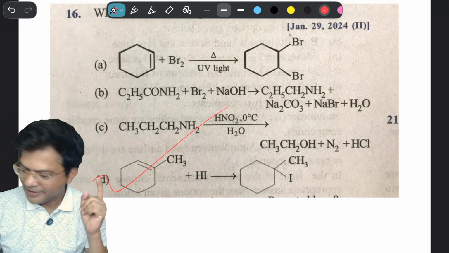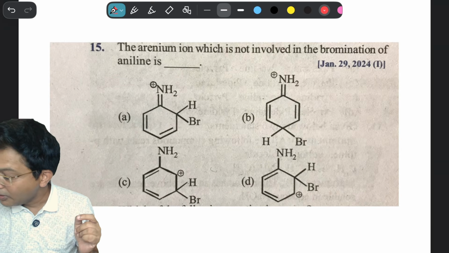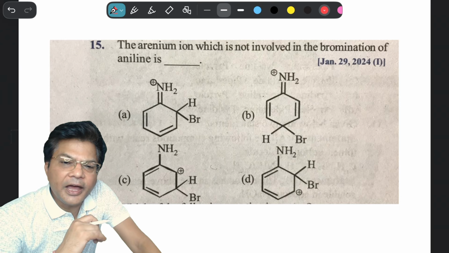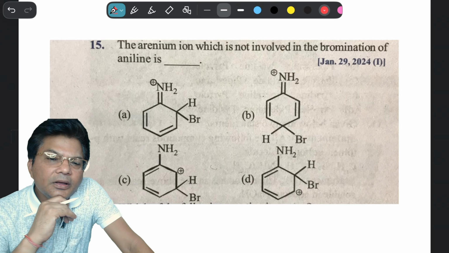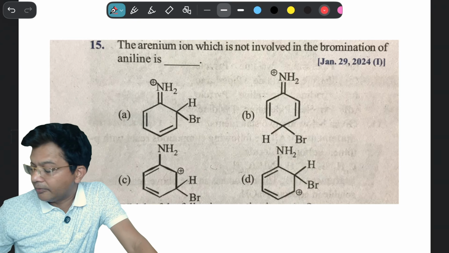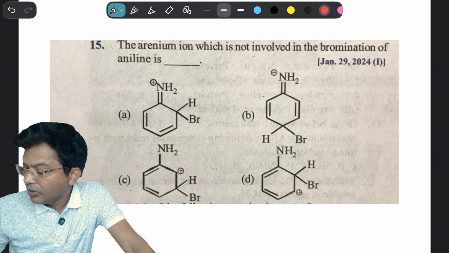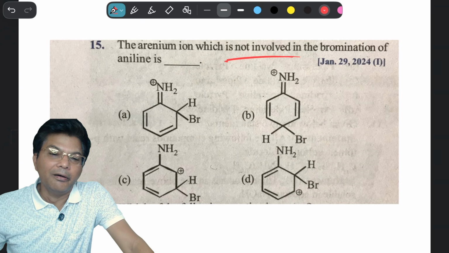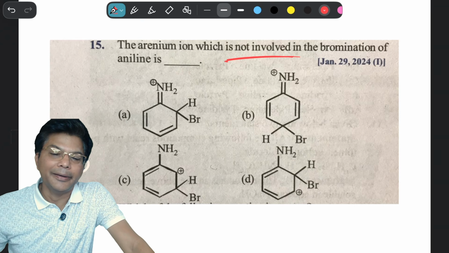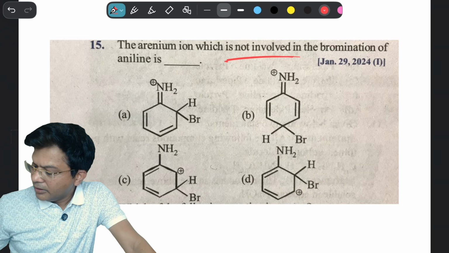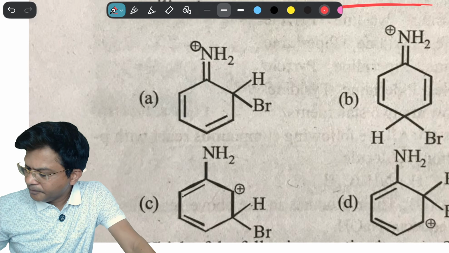This is looking very tough. The arenium ion which is not involved in the bromination of aniline. Wow, not involved. It's very tough. What to do? Okay, don't cry. Try to solve it. Let's see the aniline.